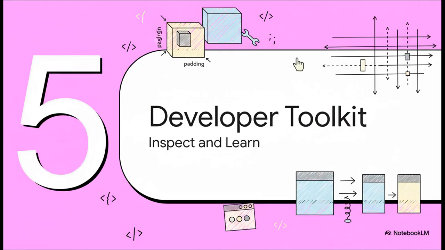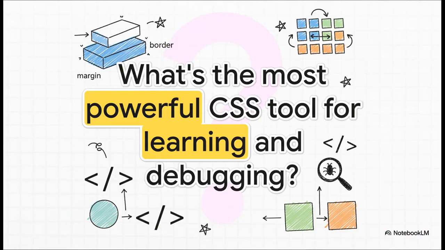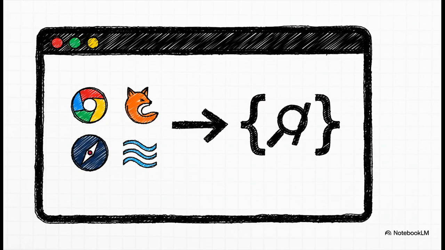All right, let's place the final checkpoint on our roadmap. Now, this isn't another CSS property. Instead, it's the single most powerful tool you have for mastering everything we've just talked about. So what is it? What's the one tool that lets you dissect any website you want, experiment in real time, and solve basically any styling problem you ever come across? Well, it's the one you already have installed.